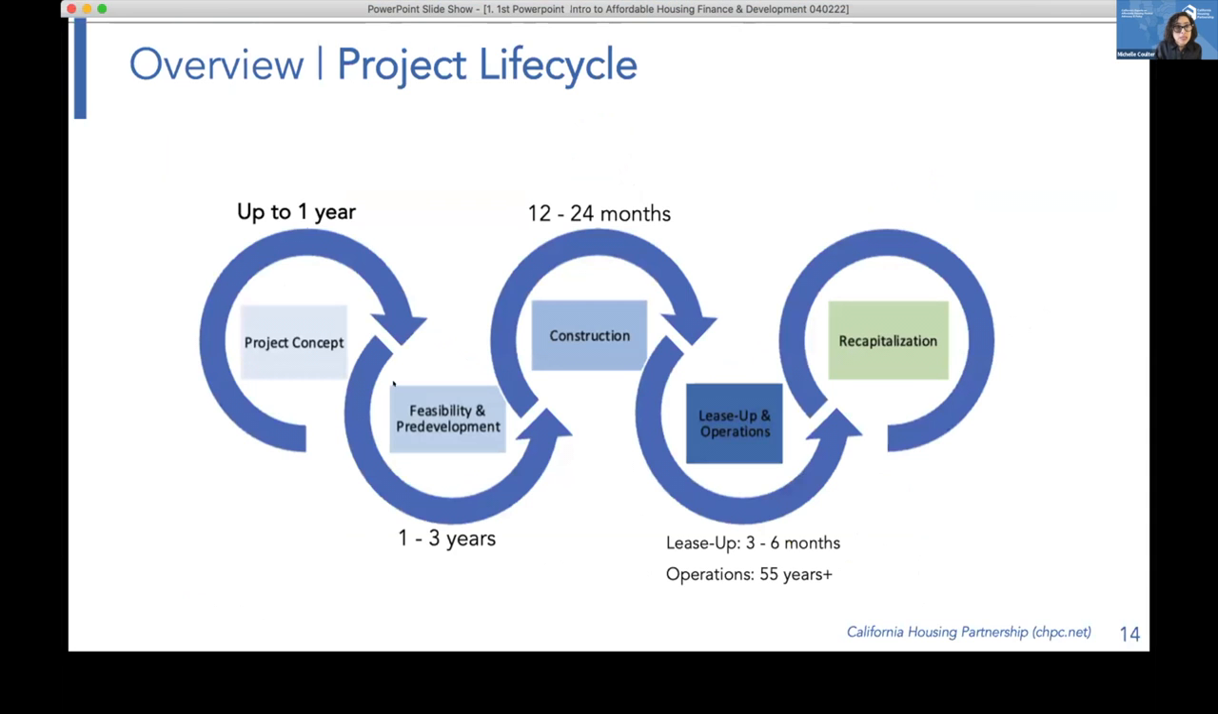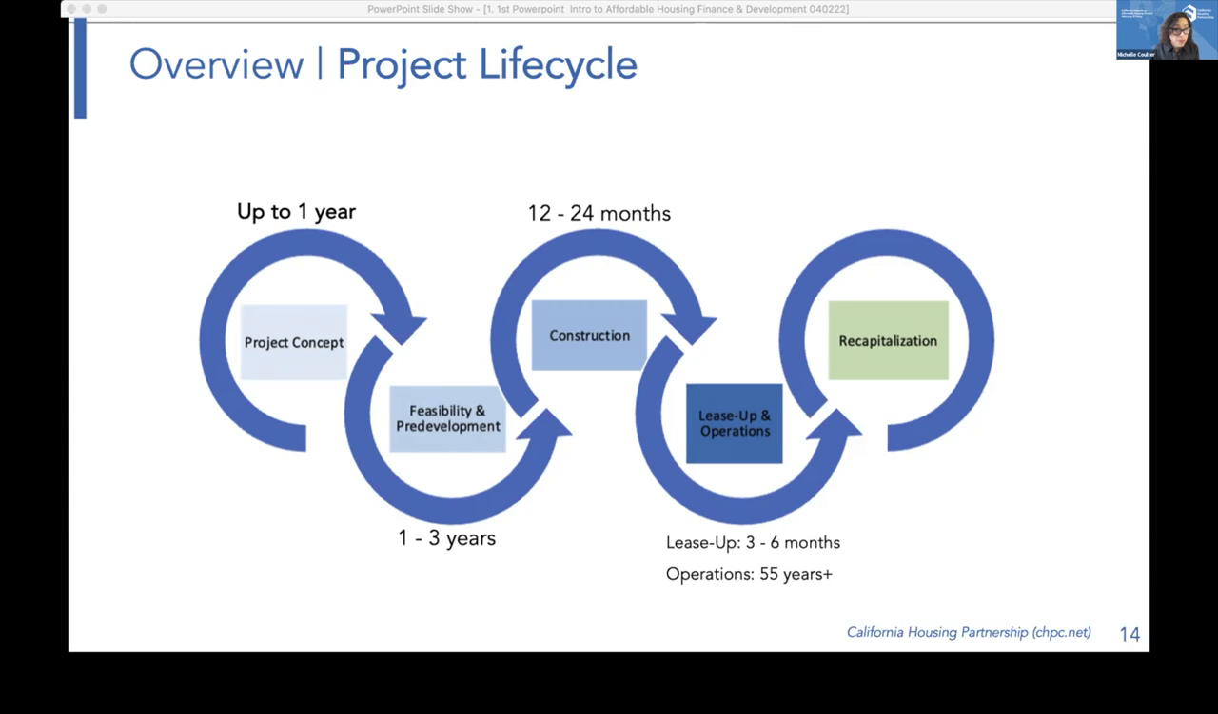A project life cycle typically lasts between 4 and 7 years, though I've certainly had projects that have gone longer. The first year is spent honing the concept. Another year or two is spent on feasibility and pre-development. That includes site control, assembling the team, design and entitlements, and applying for and securing financing. This says 12 to 24 months for construction. It's been a while since I've seen construction wrap up in 12 months, so I'm going to say 15 to probably 30 months for construction.